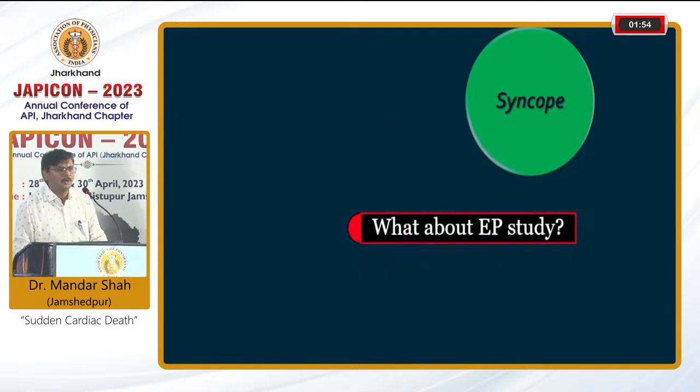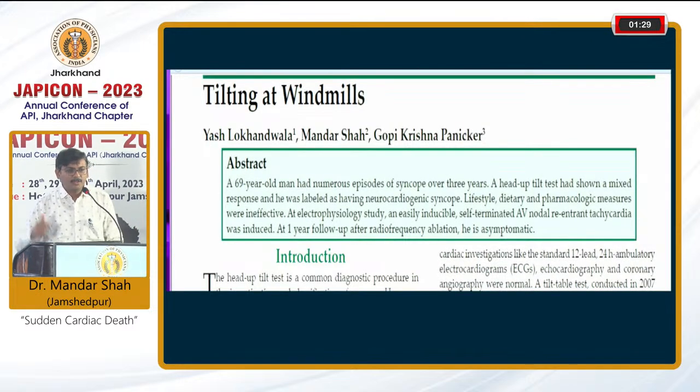Then what about role of EP study? So in 95% of cases, there is no role of EP study. There is an exception in 5% of cases when you are suspecting tachyarrhythmia related syncope, tachyarrhythmia, not bradyarrhythmia. Whenever you are suspecting tachyarrhythmia related syncope and you are not able to prove it on ECG, then you've got a role. Like this was a paper which I had published along with Dr. Yash Lokhandwala while I was doing my residency.